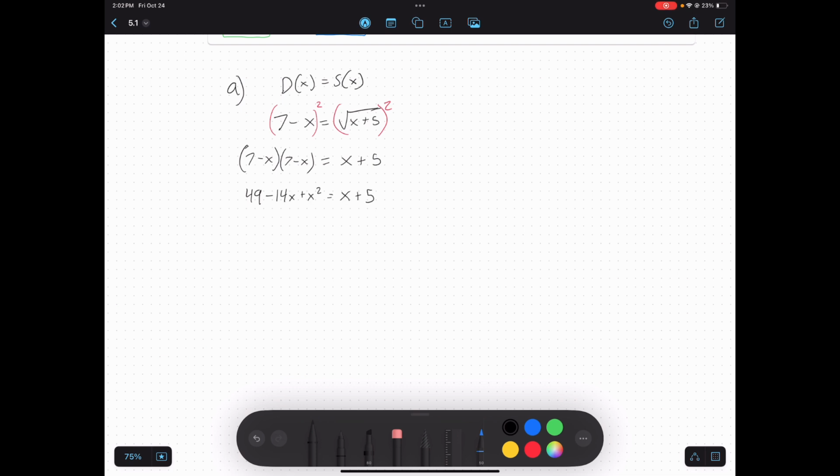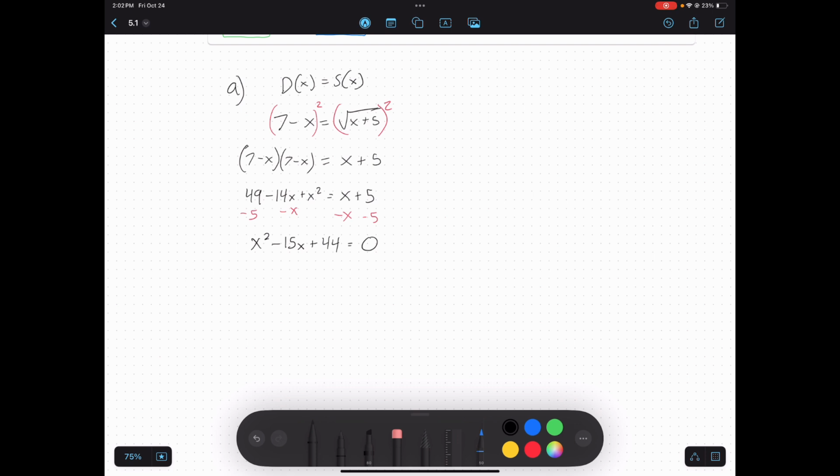So now I have an x squared term as my highest term, meaning the only way I can solve this is to get everything onto one side, set it equal to 0, and see if I can factor. So that's what I'll do. I'll subtract x and I'll subtract 5 from this side, and I'm going to rearrange the order a little bit. I'm left with x squared minus 15x plus 44 equals 0.